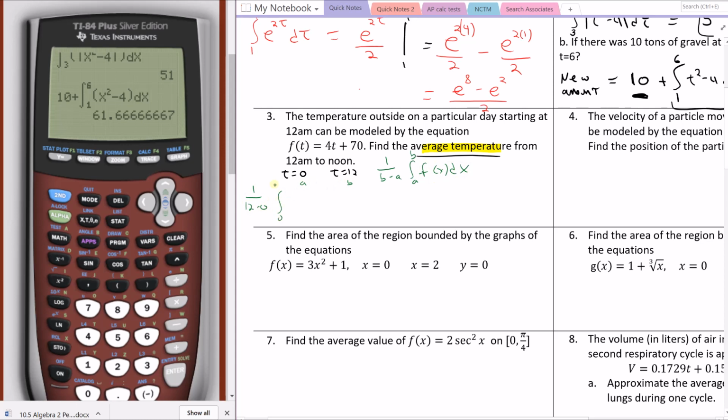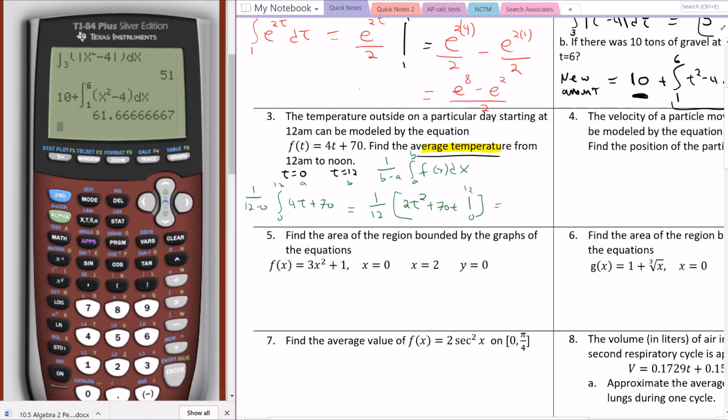Integral from 0 to 12 of 4t plus 70. This is not a calculator problem, so we need to do this by hand. 1/12, integrate, or find the antiderivative of 4t plus 70. You're going to get, after a little bit of simplification, 2t squared plus 70t. And we're doing this from 0 to 12.